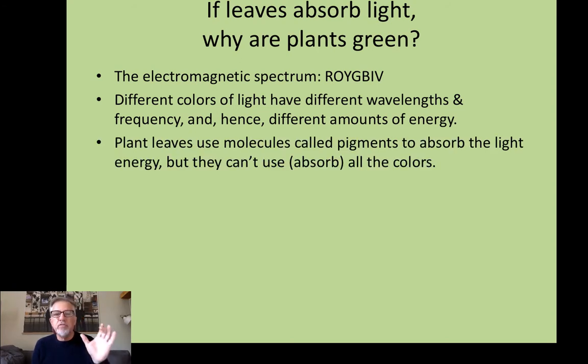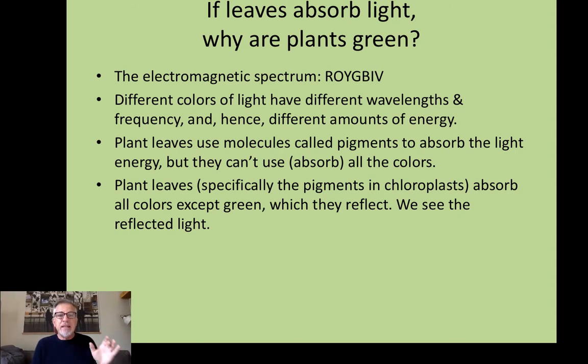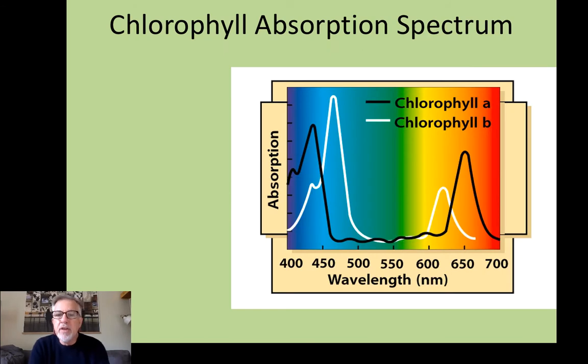So plant leaves use molecules called pigments to absorb the light energy, but they can't use or absorb all the colors, and I'm going to show you a graph of that in a second. Plant leaves, specifically the pigments in chloroplasts, absorb all colors except green, which they therefore reflect, and we see the reflected light. And here's what's called an absorption spectrum.